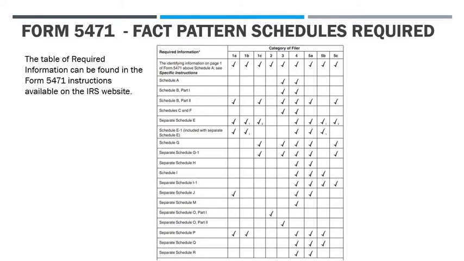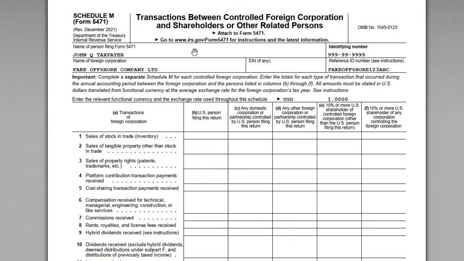Okay, so if we go back to Schedule M, let's talk about some of the basics and how this form works. So obviously we have the name of the person filing the 5471. So we got John Q. Taxpayer, the name of the foreign corp, and then the ID numbers. So we have John's SSN, and we have the reference ID number for the company.